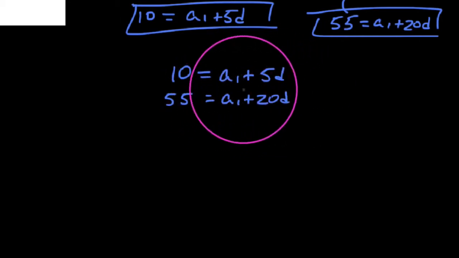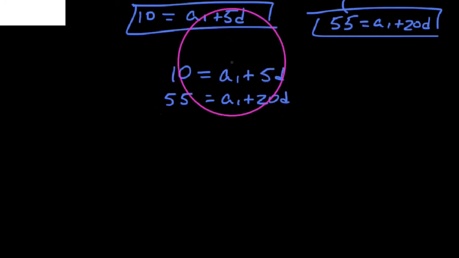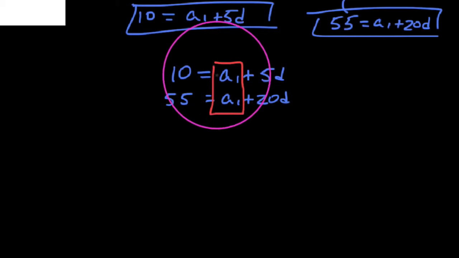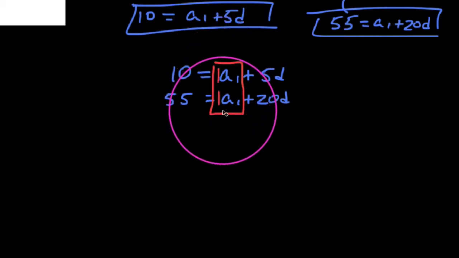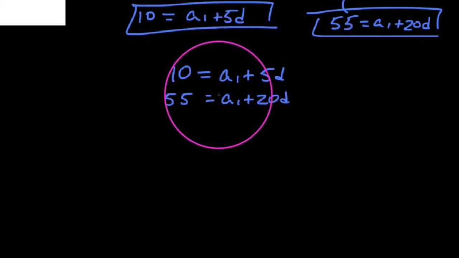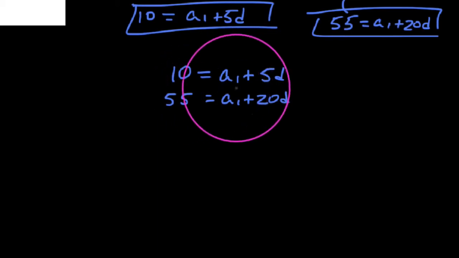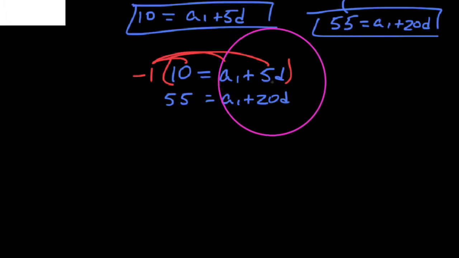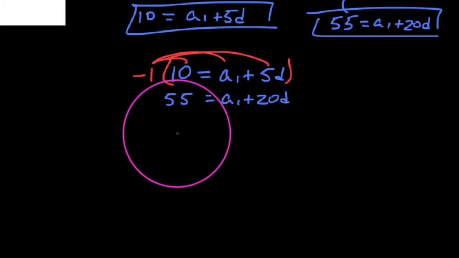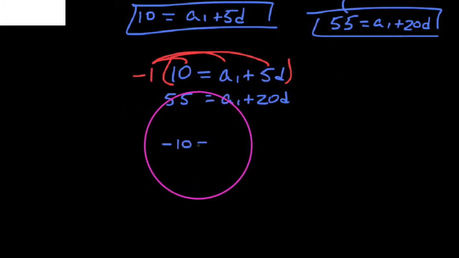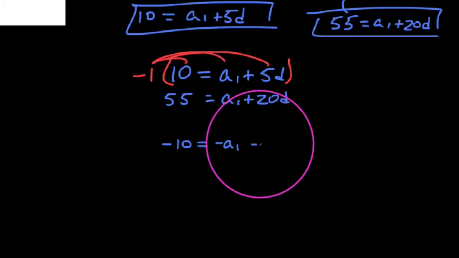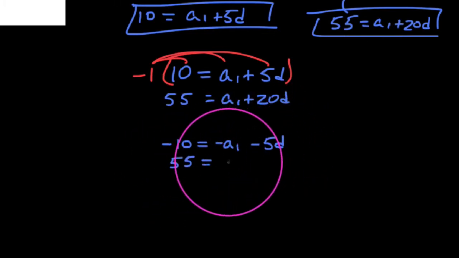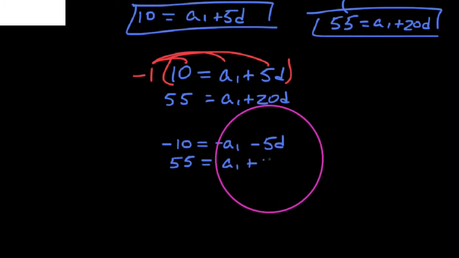I suppose we could do substitution or elimination here, but I think it's most convenient to do elimination because these already have the same coefficient of 1. We can take this first equation times a negative 1, and we'll rewrite our system. Our new system would look like this: negative 10 equals negative a1 minus 5d, and we still have the second equation, which we didn't do anything to, positive a1 plus 20d.